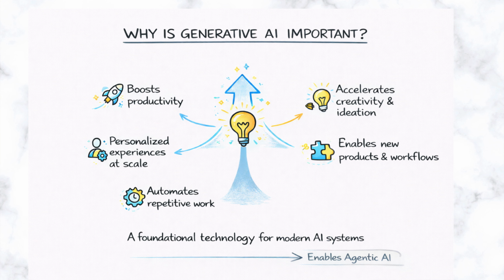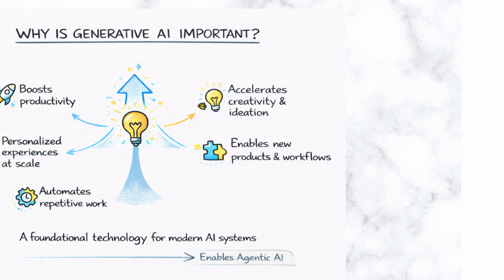Finally, why is generative AI important? It boosts productivity by automating repetitive tasks. It accelerates creativity by helping people brainstorm, write, and prototype faster. It enables personalization at scale, allowing systems to adapt content for individual users. Most importantly, generative AI forms the foundation for more advanced systems, including Agentic AI, where models don't just generate content but also take actions and work towards goals.